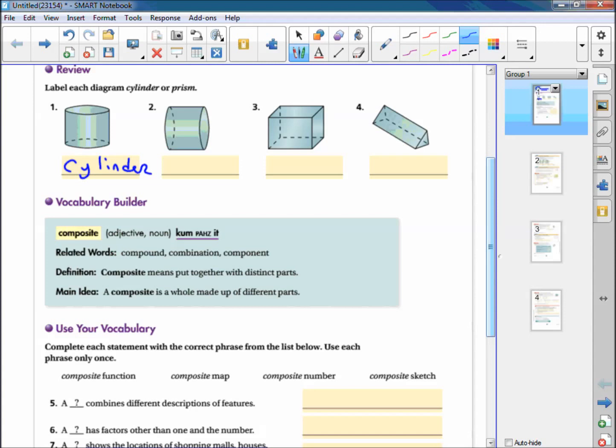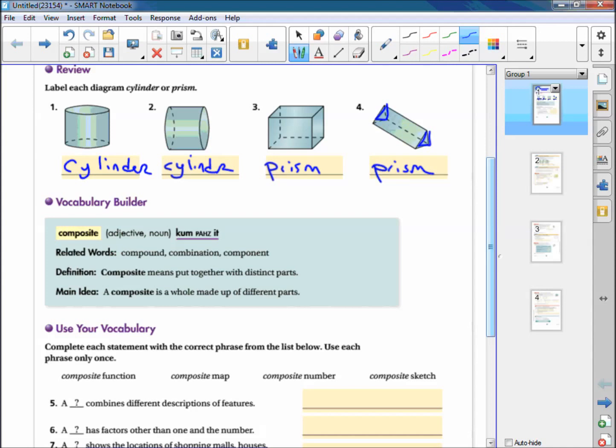Okay, that's a circle on the top and bottom with a big old rectangle wrapped around it. Okay, the second one is also a cylinder. Okay, and then this one is a prism. It's a rectangular prism. And then our last one is also a prism, but this is a triangular prism. It's triangle tops and bottoms with rectangles all the way around.